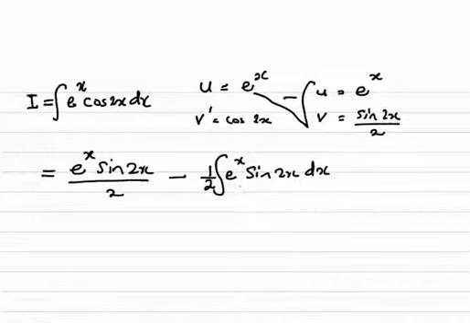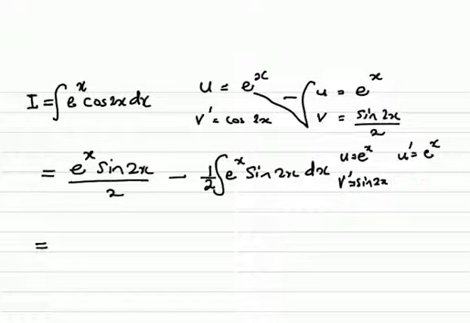Now when you look at this, it looks like we're basically at the initial point, and it could seem as if this process is never going to end, but it will end as long as we work with our eyes open and monitor closely what has happened. In our repetition of integration by parts, we can still say our u is equal to e to the x, and our u prime is going to be e to the x. Our v prime is going to be sine of 2x, and our v is going to be minus cosine of 2x all over 2.